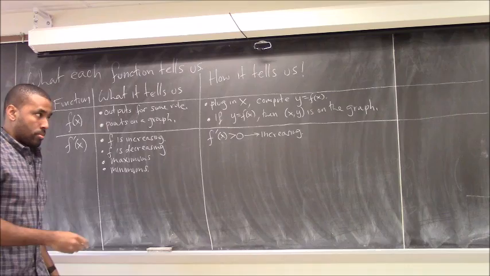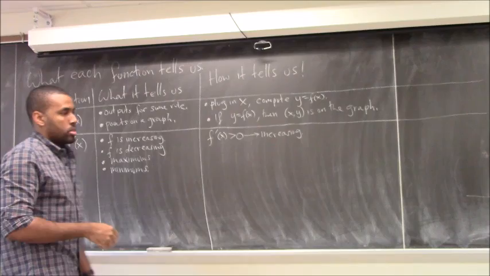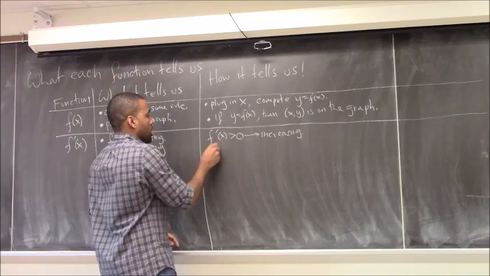So remember, we measured slope as a matter of increasing or decreasing. So we just look at the slope of a line. If it's positive, that means the line is going up. If it's negative, the line is going down. If f prime is less than 0, that means decreasing.